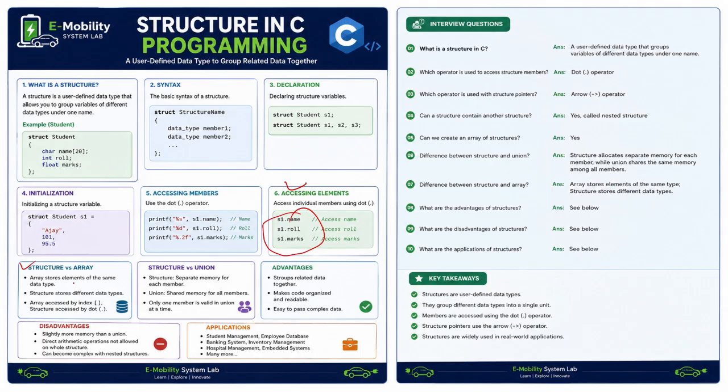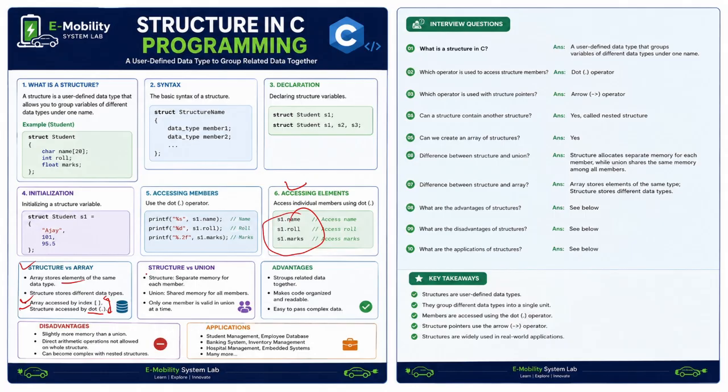Arrays store elements of the same data type, but in a structure you are storing elements of different data types. In an array you can access the elements through indexing, but in a structure you access the elements through the dot operator. So these are the differences between a structure and an array. First difference: in an array all elements are of the same data type, but in a structure the elements are of different data types. Indexing cannot be applied in a structure, but in arrays indexing can be applied.